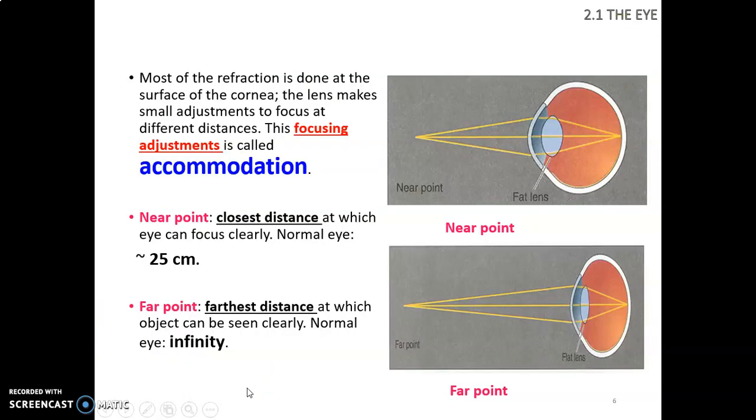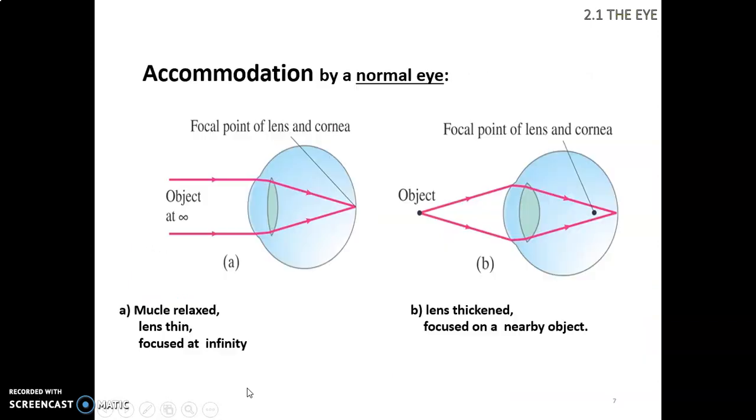So the focusing adjustment is called accommodation for the eye. This is due to the lens. The lens will be adjusted due to the distance of the object. So we have 2 points that you need to know. The near point is the closest distance the eye can focus clearly, for a normal and healthy eye at 25 cm. The far point is the farthest distance at which an object can be seen clearly, for a normal eye at infinity. So you can see here the accommodation made by a normal eye.